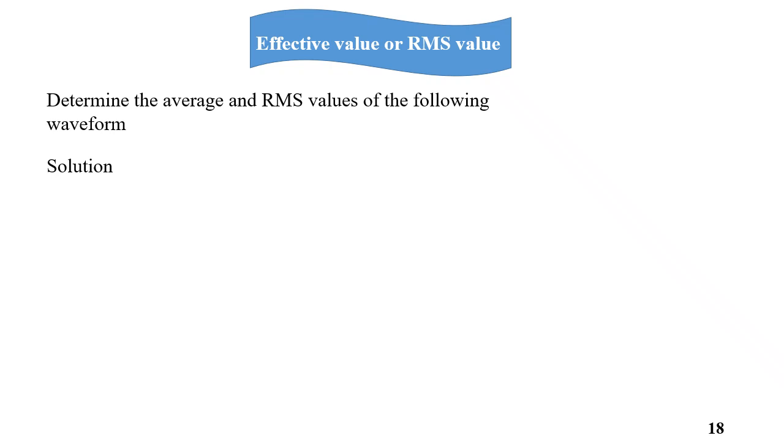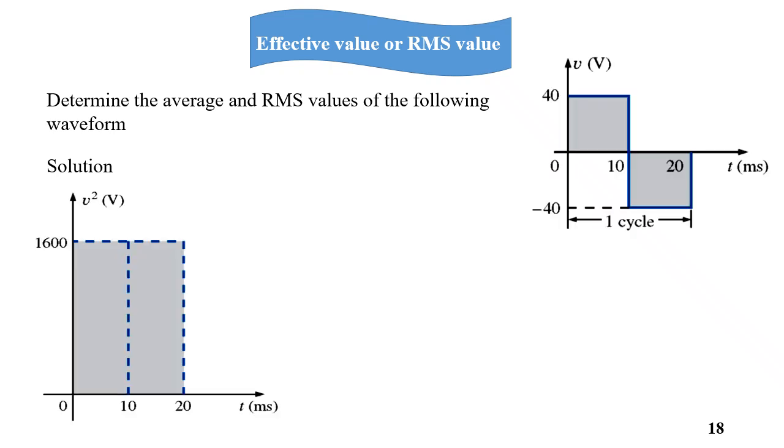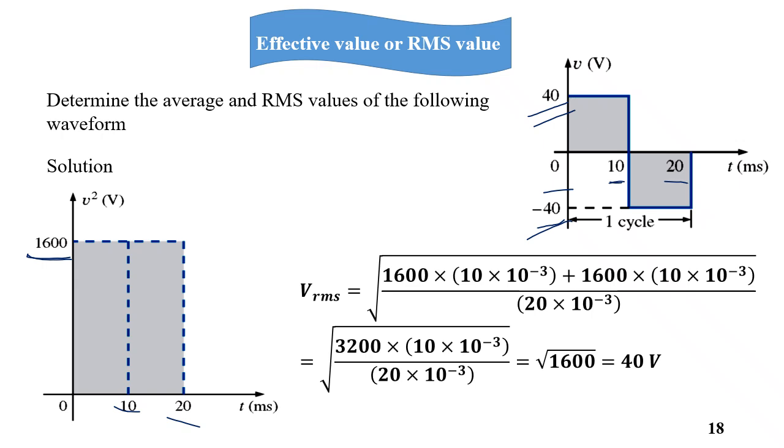Determine the average and RMS values of the following waveform. First, we get the RMS value. We square 40 from 0 to 10, which is equal to 1600, and we square negative 40 from 10 to 20. We also get 1600 from 10 to 20 milliseconds. Then we get the area.